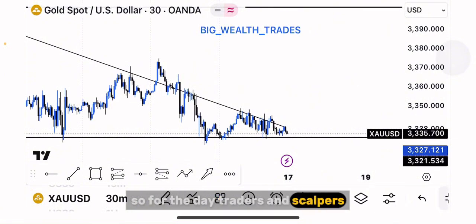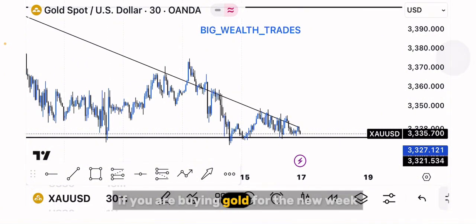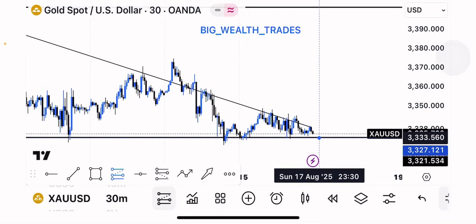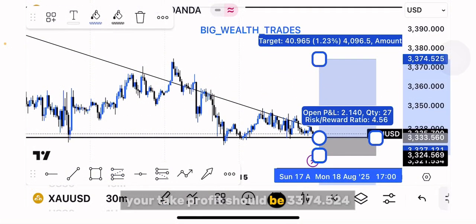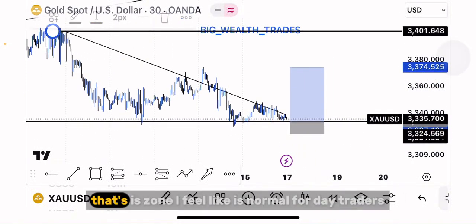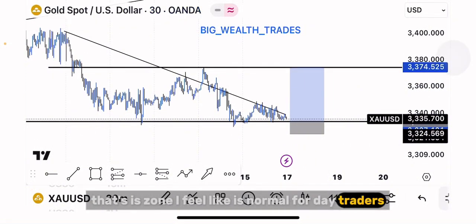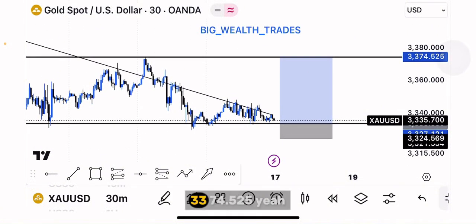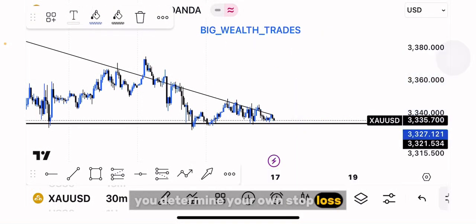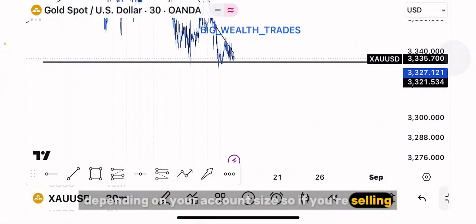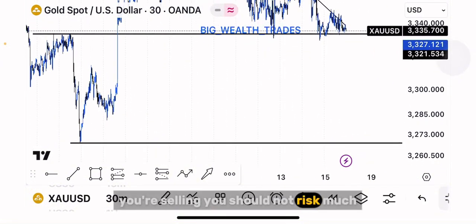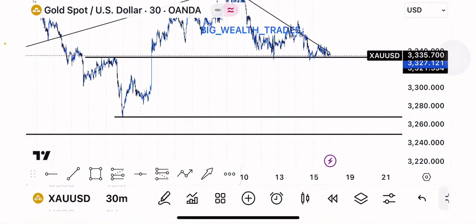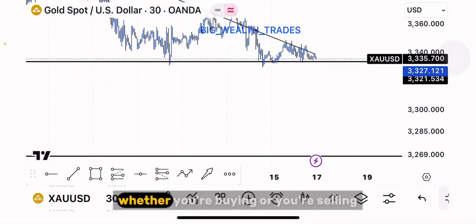So for the day traders and scalpers, if you are buying gold for the new week, your take profit should be 3374.524. That's a zone I feel is normal for day traders and scalpers. This is on the 30-minute time frame. You determine your own stop loss depending on your account size. So if you're selling, you should not risk much. You should also apply good risk management whether you're buying or you're selling.